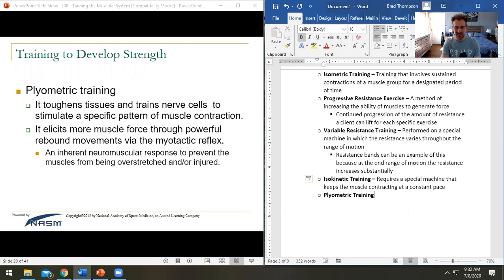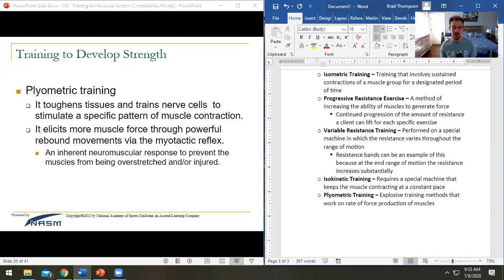Plyometric training, which is going to be explosive training methods that work on rate of force production of muscles. Now, this is one I always love talking about, because plyometric training is really great. It actually toughens your body.